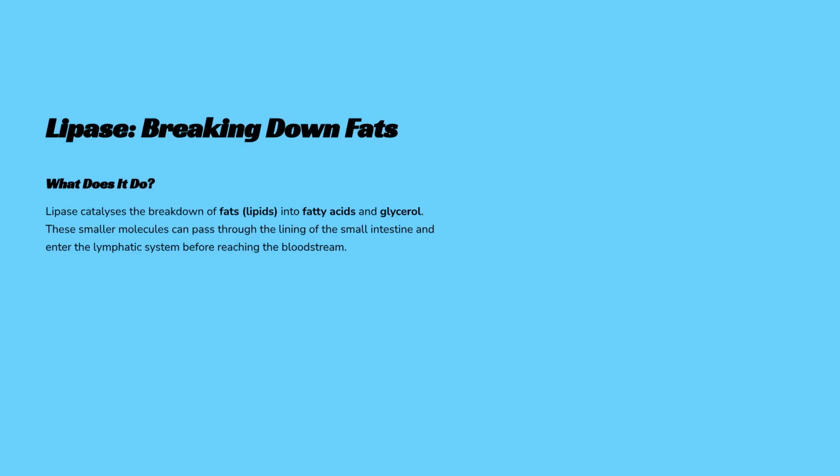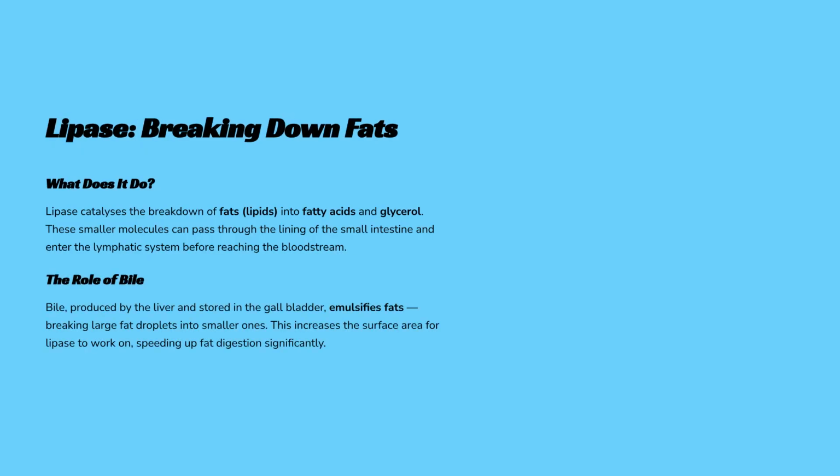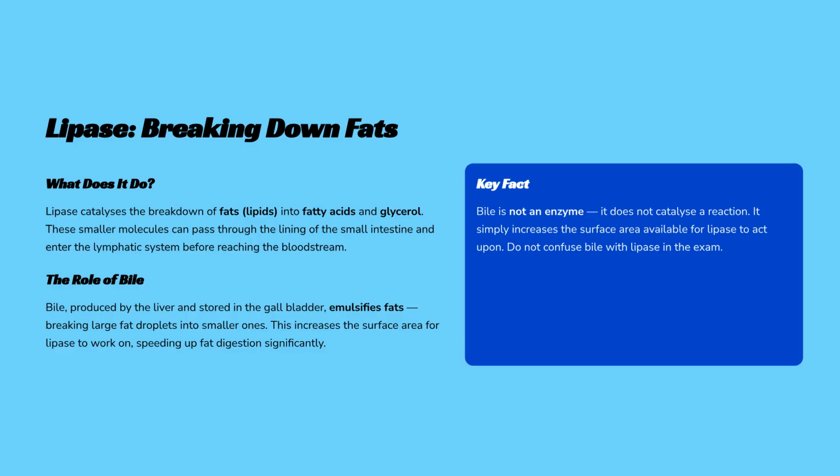Lipase breaks down fats into fatty acids and glycerol. Bile, produced by the liver, emulsifies fats, increasing the surface area for lipase to work efficiently. Remember, bile is not an enzyme. It doesn't catalyze a reaction.